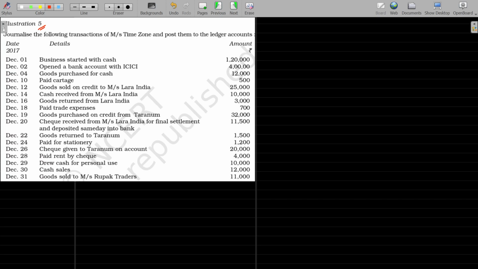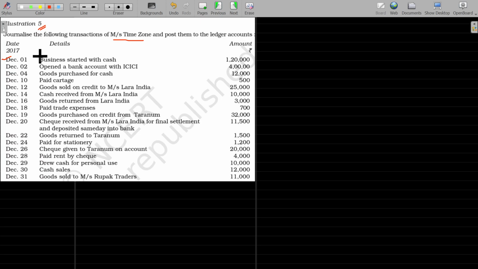Illustration 5. Journalize the following transactions of Mrs. Time Zone and post them into the ledger. Let me first pass journal entries for this one by one. You also try with me. Post your answers in the chat box also.